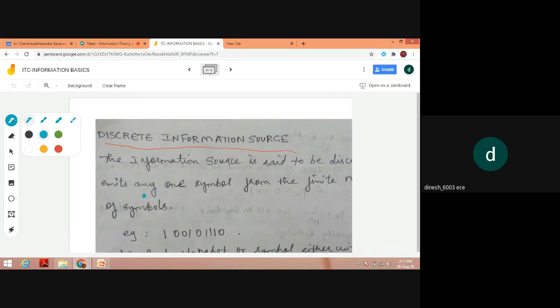Only one symbol out of the two. For example, if you have a binary system, the output is due to either 0 or 1, any one of the symbols.